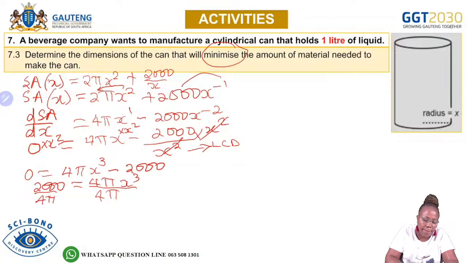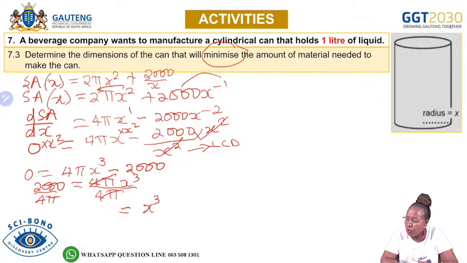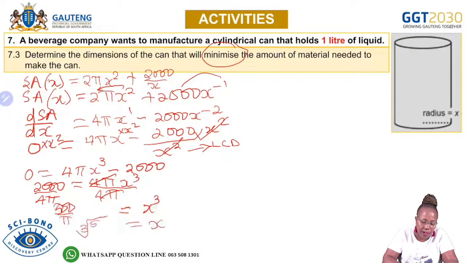4 pi. The 4 pi will go once. We are left with x cubed equal to 4 into 20,000, 4 into 20, then we have 4, 8, 12, 16, 20, that is 500 over pi. So now if this side loses a cube, this one will gain a cube root of 500 over pi. Or you can write it as it is, the 2000 over 4 pi is still fine. The cube root of that.